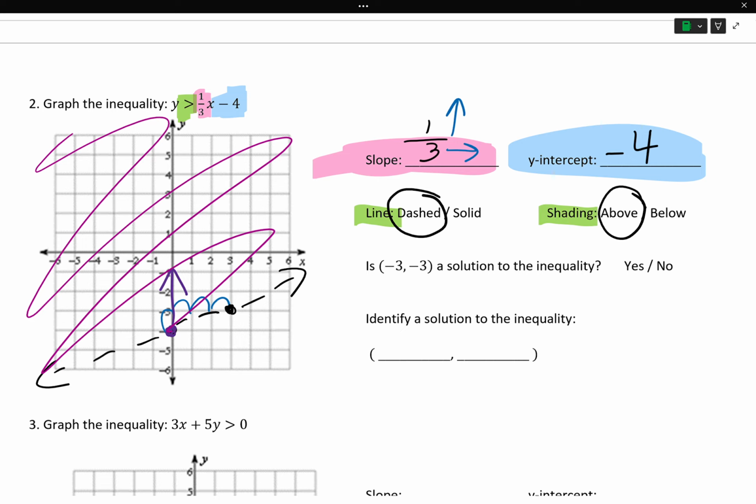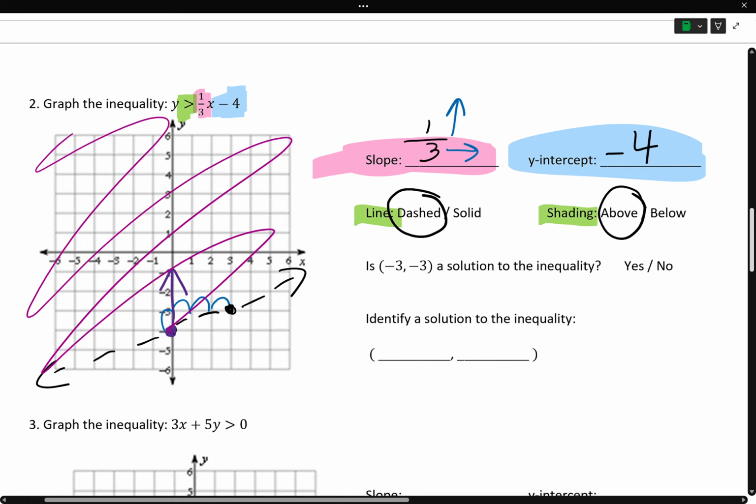Let's see if these are solutions. First, we've got (-3, -3). Let's graph it. There it is. Yes, it is a solution. Now let's identify any solution we want. I feel like doing this one, (4, 5).